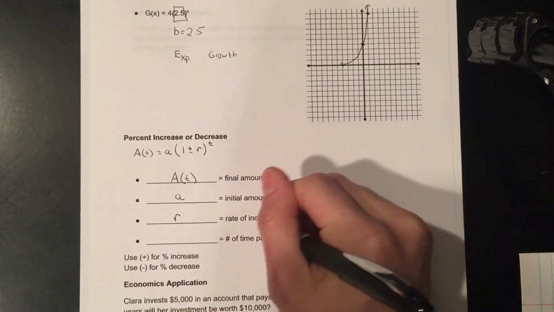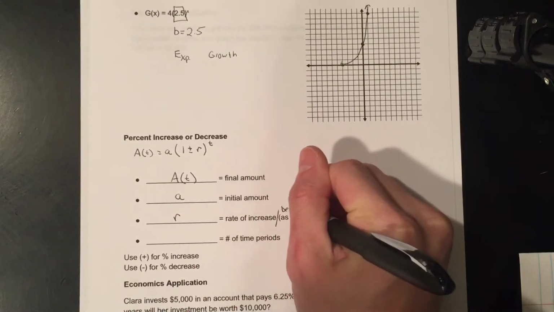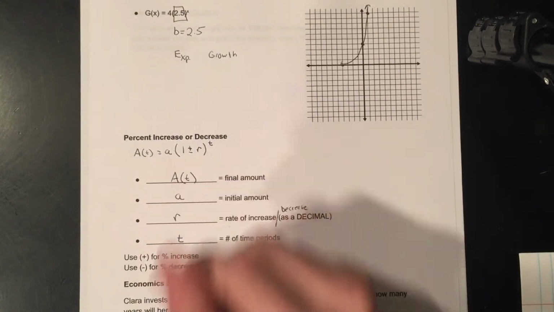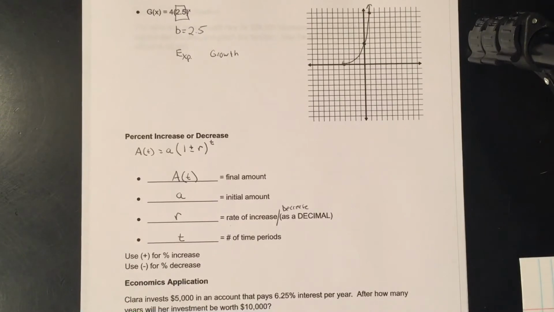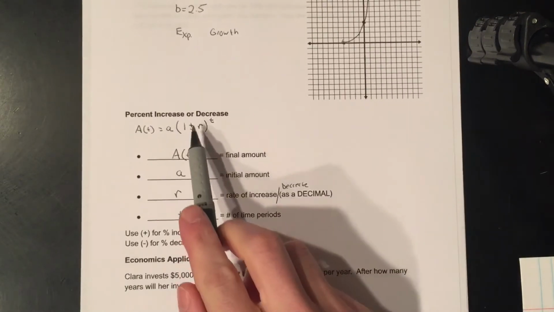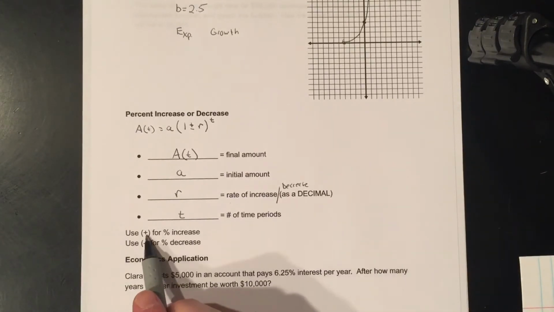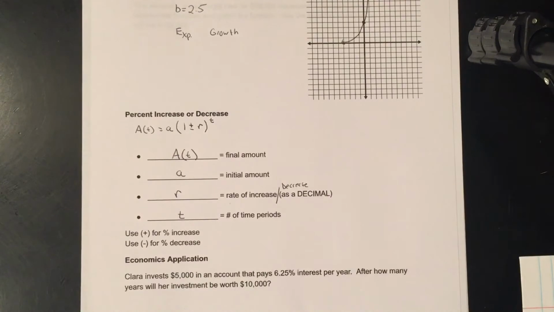We put the rate of increase or decrease in as a decimal. So if it's a fraction or a percentage, we're going to convert that to a decimal. And t represents the number of time periods. Little hint for you guys, notice we have plus or minus up here. Depending on the context of the problem, which we'll talk about in a second, we're going to use plus if it's percent increase and minus for percent decrease.